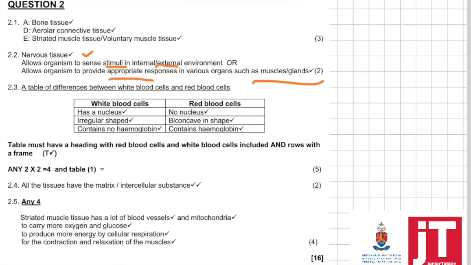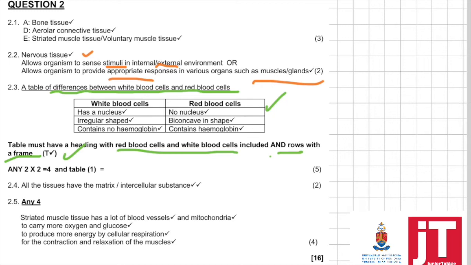So you must have your heading: a table of differences between white blood cells and red blood cells. You must have your frame, as you can see here, and your column headings, white blood cells, red blood cells. For drawing your table, the table had to have the headings and the rows and the frame. So that's what you got for 1 mark.